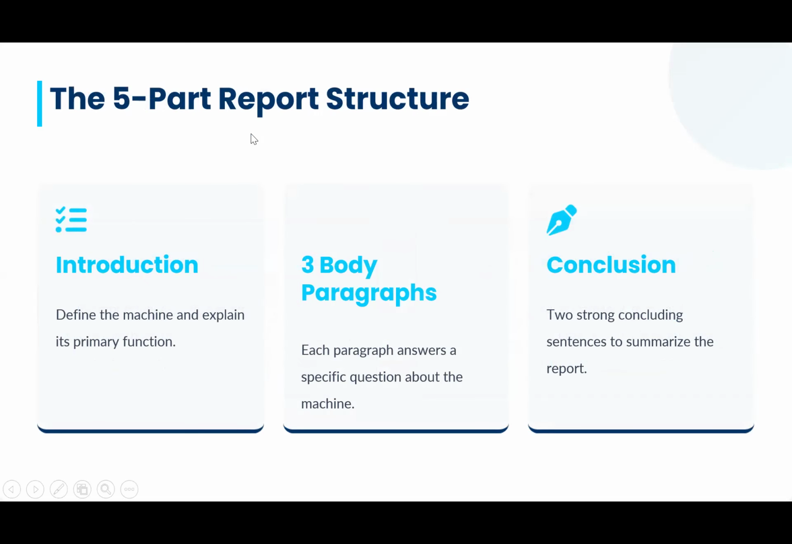The five-part report structure. Yes. So the five parts of the report are what? First one, we have the introduction. The introduction defines the machine. You define the machine and explain its primary function. And then we have three body paragraphs. Each paragraph answers a specific question about the machine. And at the end, we have a conclusion. Two strong concluding sentences to summarize the report.